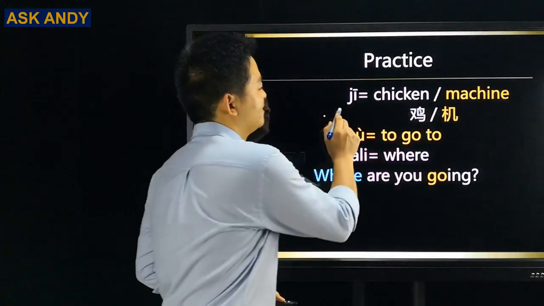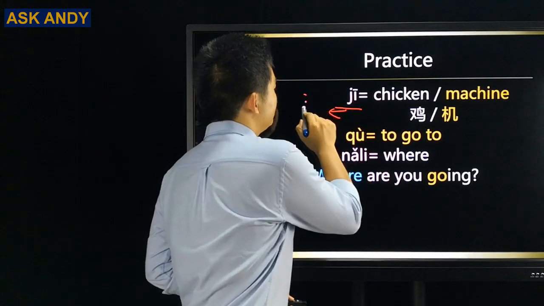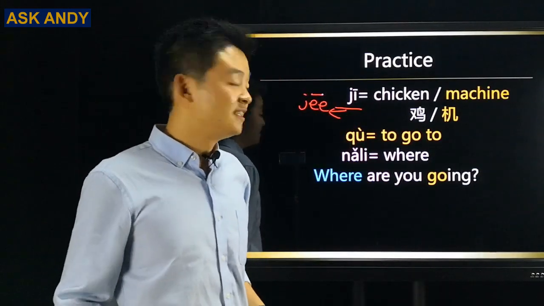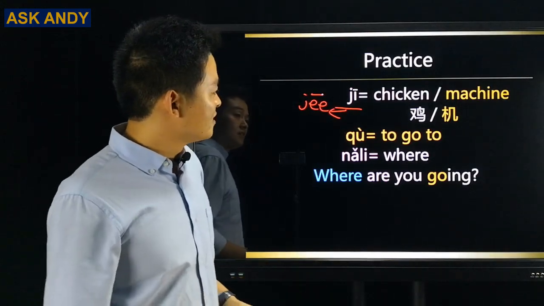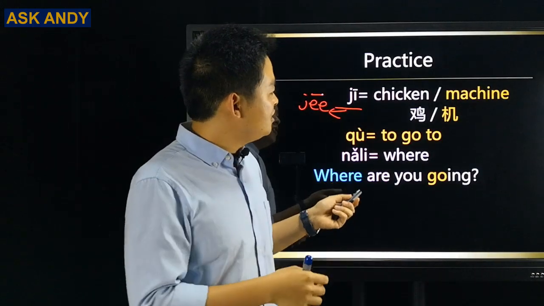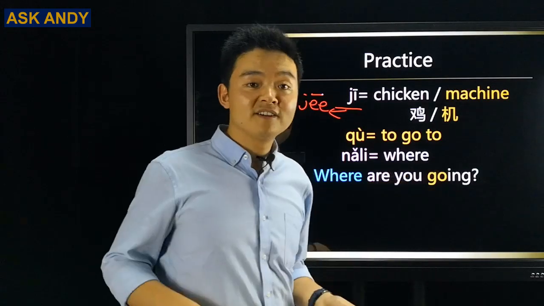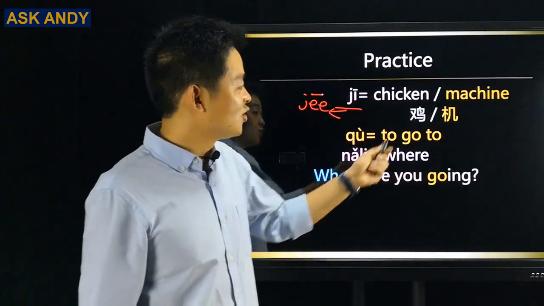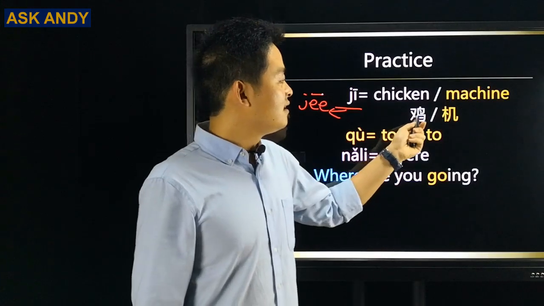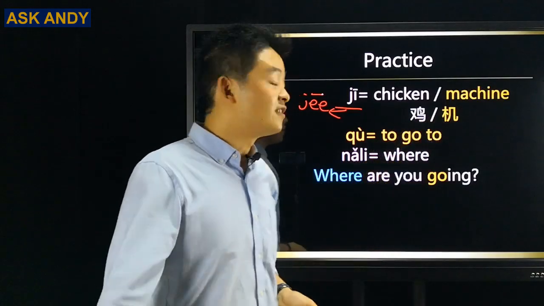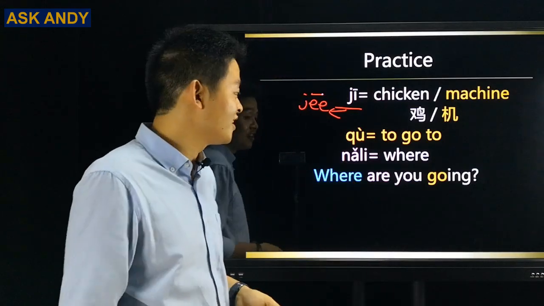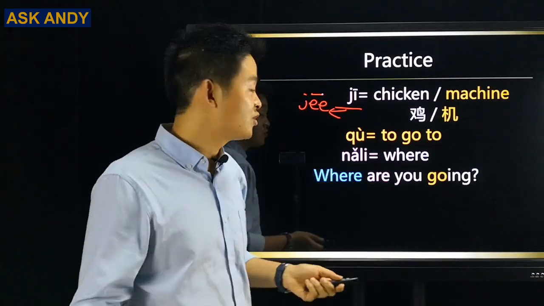So for this one, make it into J-E-E, first tone. So, ji, ji. You can see, ji means chicken or machine. So you may ask, how can I tell which one you're talking about? See, they are in totally different characters. And then for this pronunciation, it's a bit challenging. So this is qu, to go to is qu.